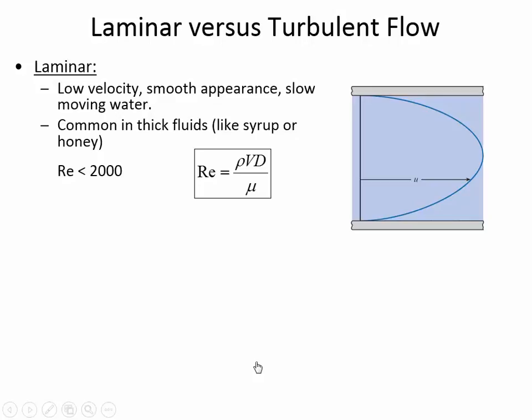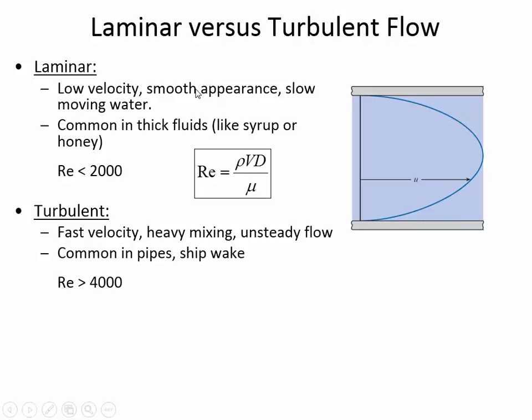And so we can calculate the Reynolds number by multiplying the density of the fluid by the velocity of the fluid and the diameter of the channel that it's flowing through. So a pipe diameter, for instance. And then divide that by the absolute viscosity of the fluid. And if the resulting unitless number is below 2,000, then we know that conditions are laminar. Turbulent, on the other hand, is a Reynolds number greater than 4,000.